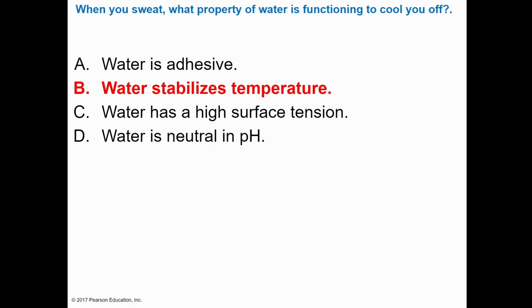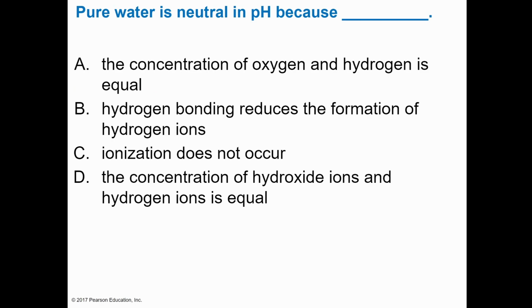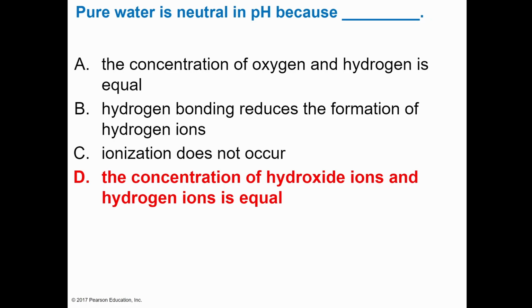How about when you sweat, what property of water is functioning to cool you off? That's the fact that water stabilizes temperature. If you're looking for a more specific answer, you may have been looking for water has a high heat of vaporization, but that can be put with specific heat and the fact that water has a high heat capacity, which went under the broad category of water stabilizes temperature. So this is the best answer with what we're given. How about this question? Pure water is neutral in pH because the concentration of hydroxide and hydrogen ions will be equal in pure water. But if we add an acid or base, we can disrupt that equal amount.